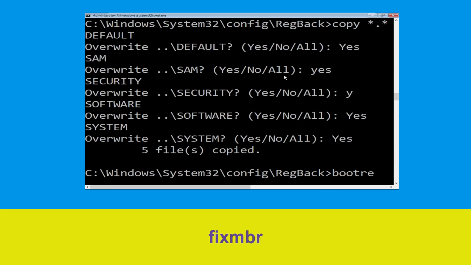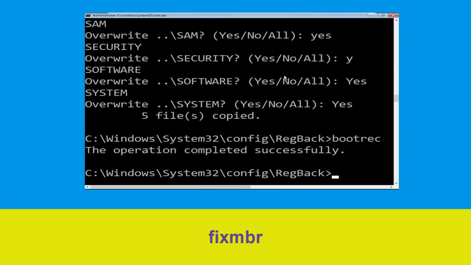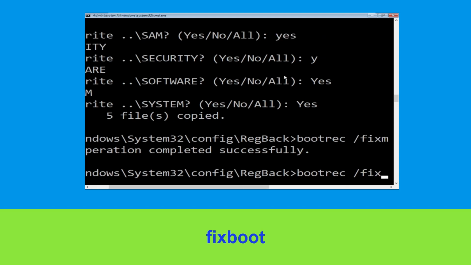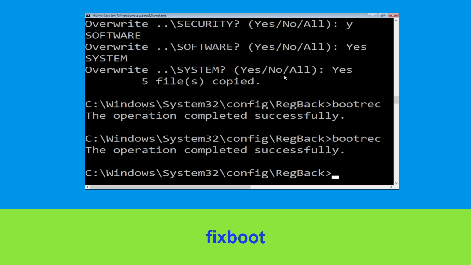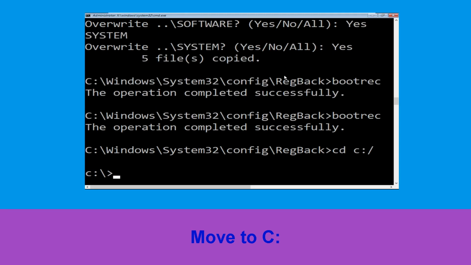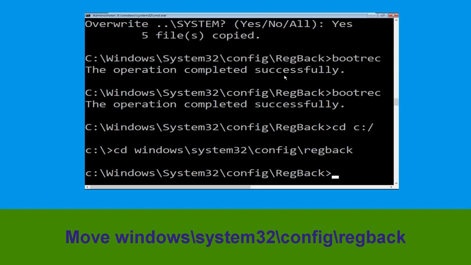Now type bootrec /fixmbr and simply hit enter. Now type bootrec /fixboot and hit enter to execute. Now type in cd c:/ and simply hit enter to execute the command. Now type this command cd windows/system32/config/regback and simply hit enter to execute the command.